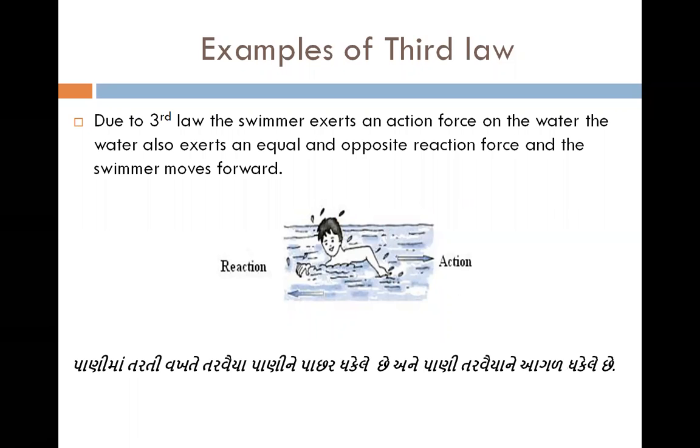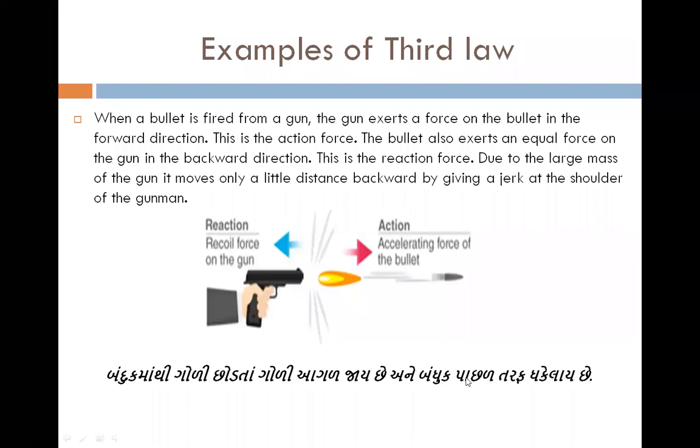Similarly, you can understand it by the diagram of a swimmer. The swimmer exerts an action force on the water. The water also exerts an equal force, but in the opposite direction. The reaction force is the one which the water gives back against the push of the hand, and the swimmer moves forward. While swimming, the swimmer pushes the water backward and the water pushes the swimmer forward.